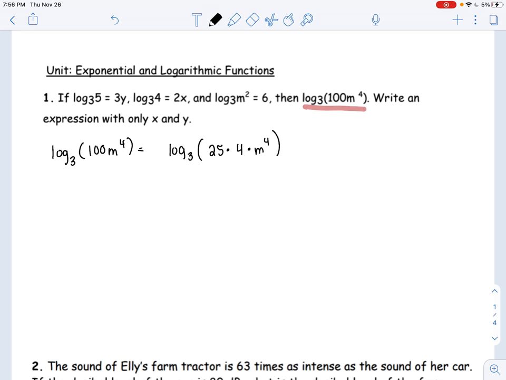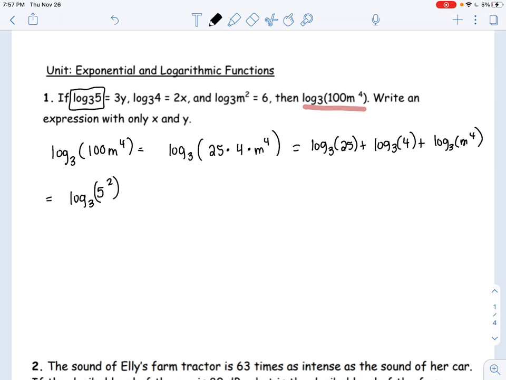Okay, so my next step is to split them up. I know that logs, whenever they multiply, can be added. So I'm going to split up log base 3 of 25 plus log base 3 of 4 plus log base 3 of m to the power of 4. So those are all multiplying, which means that you can add between the different logs. The next step would be to write log base 3 of 25. Instead of 25, we're going to write it as 5 to the power of 2. It still means 25, but what I'm trying to do is get it to look like log base 3 of 5.